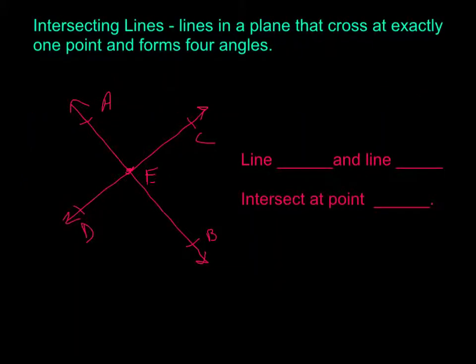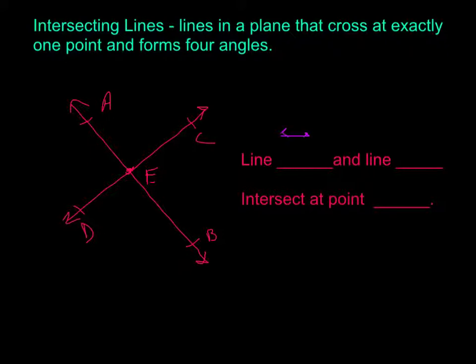On our next slide here, we're going to go more in depth with intersecting lines. Intersecting lines in a plane, once again, are lines in a plane that cross at exactly one point and form four angles. So we're going to look at this figure right here. Here we have line DC and line AB, which cross at point E. So we're going to write this down as line AB first, and I'm going to do my line symbol.